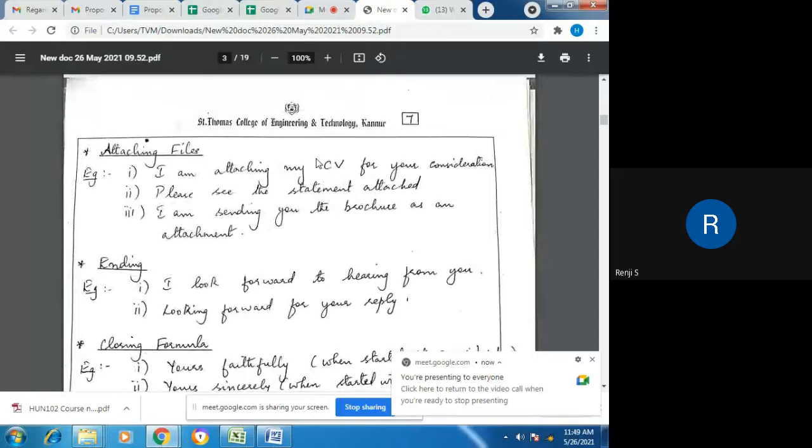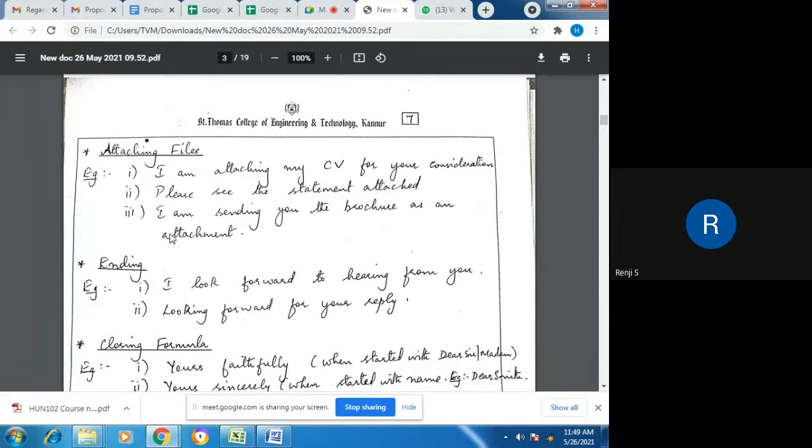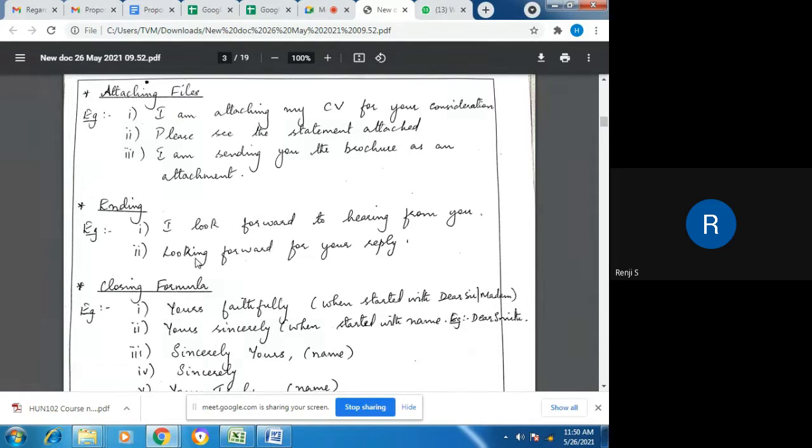Okay, so, I am attaching the CV for your consideration, or please see the statement attached. Some statement you're going to attach, and asking them to find the attachment. Or you can use, I am sending you the brochure. If you're attaching the brochure for your webinar or any tech fest, then you can add a sentence that I'm sending you the brochure as an attachment. So these are the sentences which we can normally use in a letter. If you study some of these sentences, it will be useful for you when you're writing letters and emails.